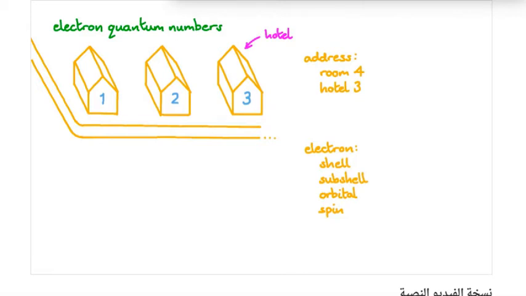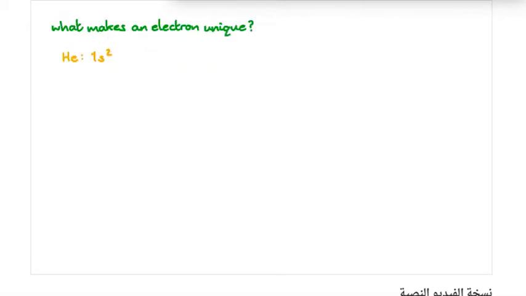Let's imagine we have an atom of helium with 2 electrons in the 1s subshell. On the surface, we can't distinguish between the 2 electrons in the 1s subshell. However, on closer inspection, they are slightly different. Electrons have a property called spin. The spin of an electron is either up or down. It's beyond the scope of this video to explain exactly what spin is.